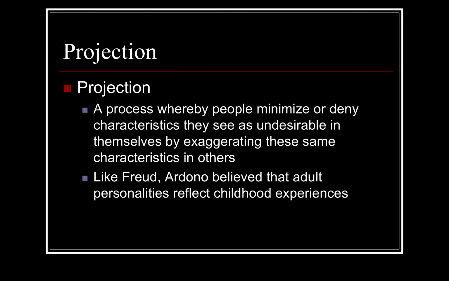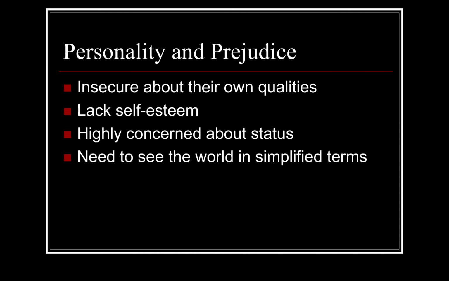Like Freud, Adorno believed that adult personalities reflect childhood personalities. So again, if you learn this prejudice and stereotyping as a child, it will grow, and you will be an adult who also stereotypes and is prejudiced. People who are prejudiced overall tend to be insecure about their own qualities. They don't really have good self-esteem. They tend to be very concerned about status. At least they feel okay with having someone below their status, even though they may not be in a particular status of power. And they also need to see the world in simplified terms.